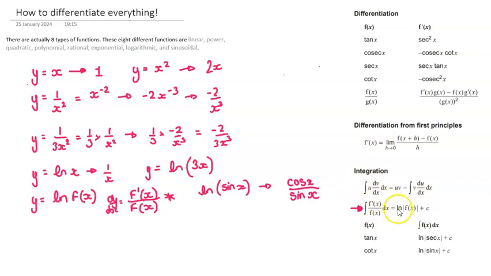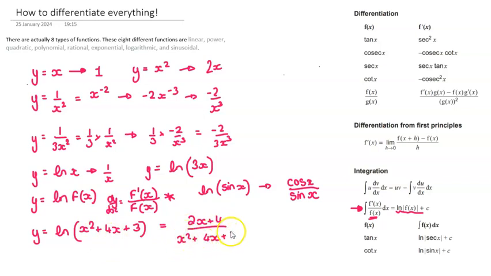Remember, differentiation is just integration backwards and vice versa. So if we are differentiating the natural log of some function of x, we get the function of x differentiated over our f of x on the bottom. So that's one that people do wrong quite a lot. So say you had something like natural log of x squared plus 4x plus 3. Then obviously you're going to differentiate this and you'll get 2x plus 4. That's what goes on the top. And then on the bottom, you get that original function, x squared plus 4x plus 3.